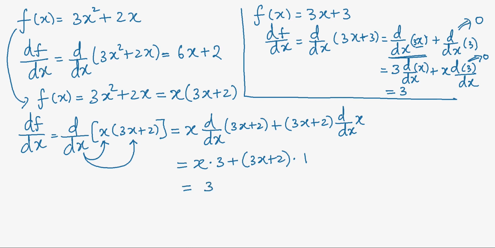So this will be 3x plus 3x plus 2, so that will be 6x plus 2. So we arrive at the same answer. Whichever way we do, we will come back to the same answer. But in doing it in different ways, we know that in different forms of the given function, we still know how to differentiate them. Okay with that?